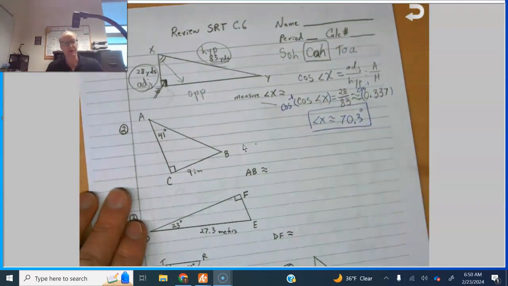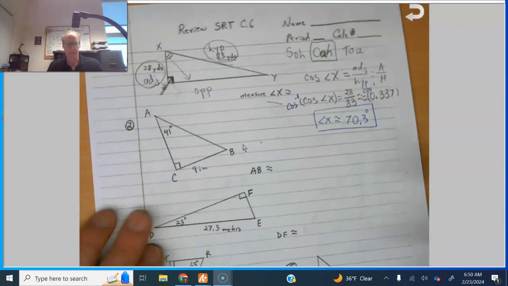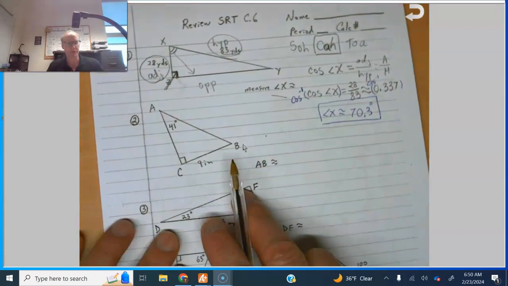A lot of explanation. I won't go into so much detail on the others. This one I may need to a little bit. This is number 2.